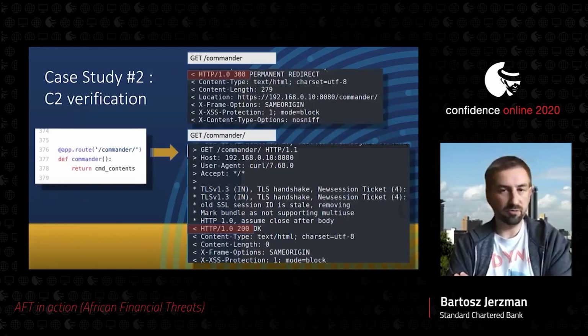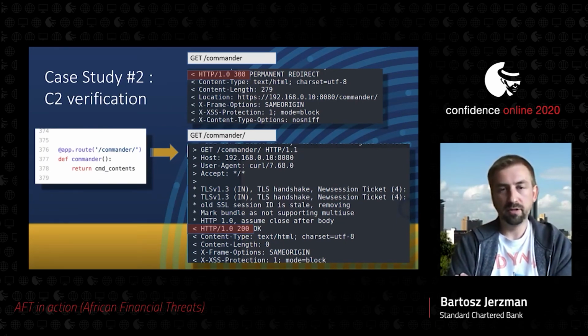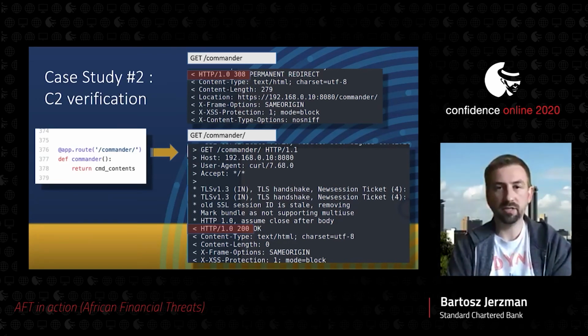For example, if we go to the source code of this project, we can see that there is a registered route for the asset commander. So when you use curl and send a GET to commander without a slash, you get a very specific response. There is a 308 HTTP response, which is a permanent redirect. And this is very unique for this project, that for this specific request there is such a permanent redirect.